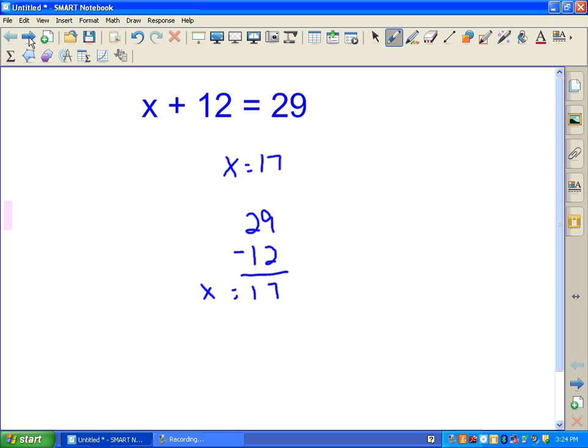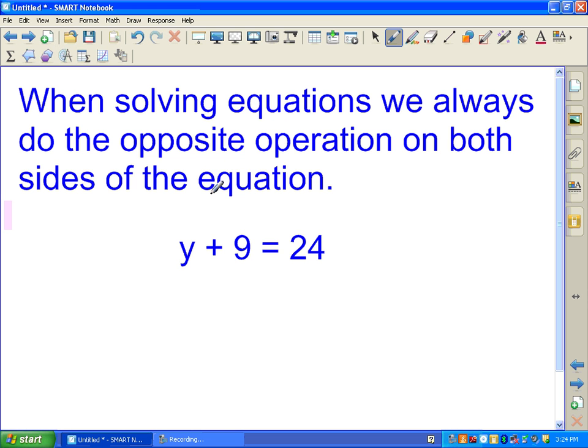And so what we need to remember when we're solving equations is that we always do the opposite operation, but we're going to do that on both sides of the equation. The sides of the equation are on either side of the equal sign. So the 24 is on one side, the y plus 9 is on the other. And so when I'm starting these, since I'm going to do everything on both sides, I always start by drawing a little line here, and it's just my reminder that this is where the sides are at, and whatever I do on one side of this, I'm going to do on the other side.